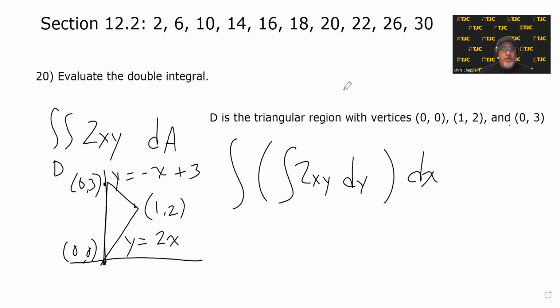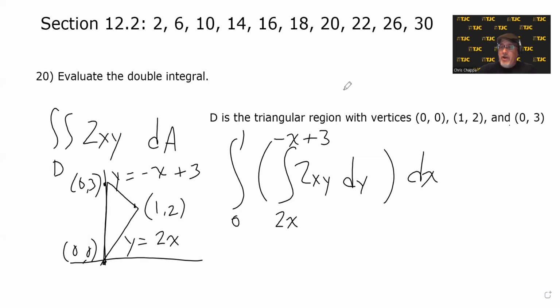The slope is negative 1 if you do the slope calculations, which means if we do the dy integral first, then the lower boundary of our lamina is y equals 2x, and the upper boundary is y equals negative x plus 3. Then for the dx integral, we just need the constants on the left and right sides of the lamina. On the left side, x is equal to 0, and at the corner on the right side, x is equal to 1. I think the setup is the hardest part about this one. The evaluation should be pretty straightforward.